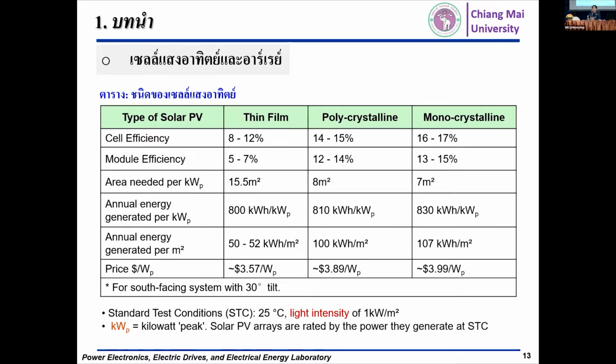Of course, there are 3 types of material. First is thin film, the second is polycrystalline, the third is monocrystalline. The main challenge of the 3 kinds of material is efficiency. We focus on the efficiency.